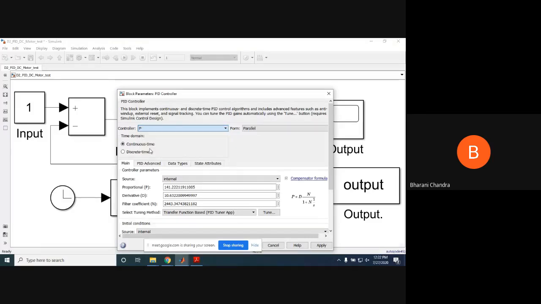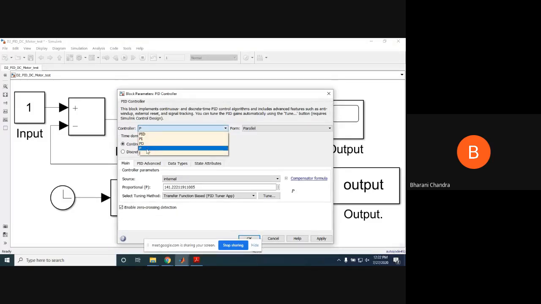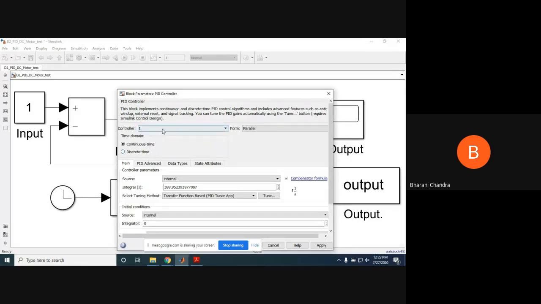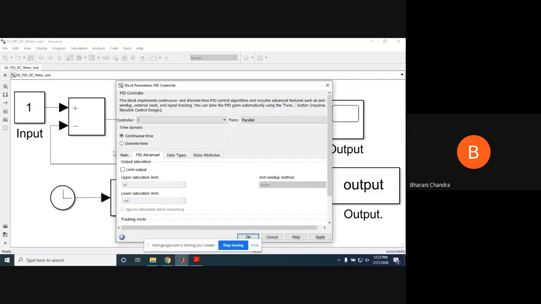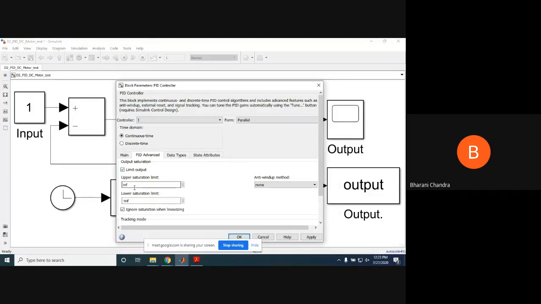It is possible for P only as well, and you can use only I as well. These are the five different options available: PID, PI, PD, P, and I. And if you don't want your control input to be more than certain values, specifically in power electronics cases, then you can use the PID advanced, where you can limit the output of the PID controller to certain values. Here there is an upper limit and a lower limit. If you want constrained control, that is also possible here.